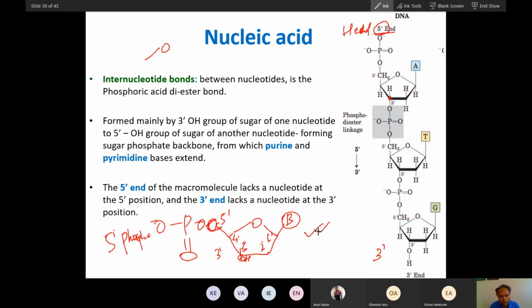Can you see the structure of this nucleotide? Yes, sir. Now this nucleotide, can you place it here? This is the 5' phosphate, and this is the OH. Can you imagine the OH here? Did you get this?